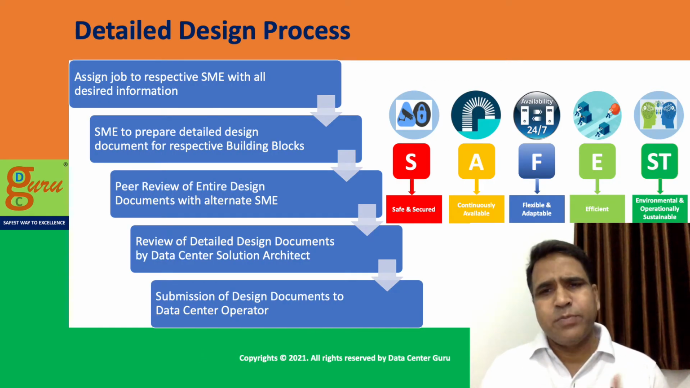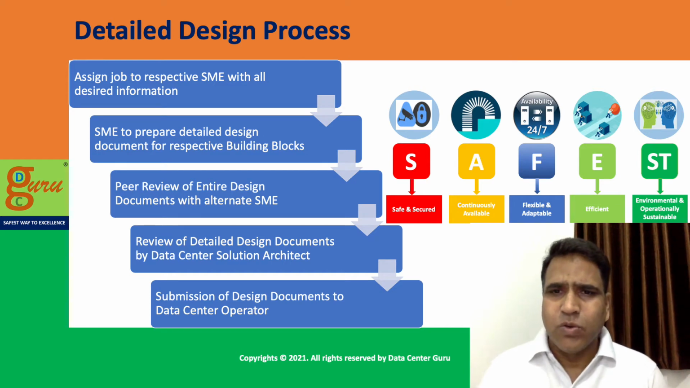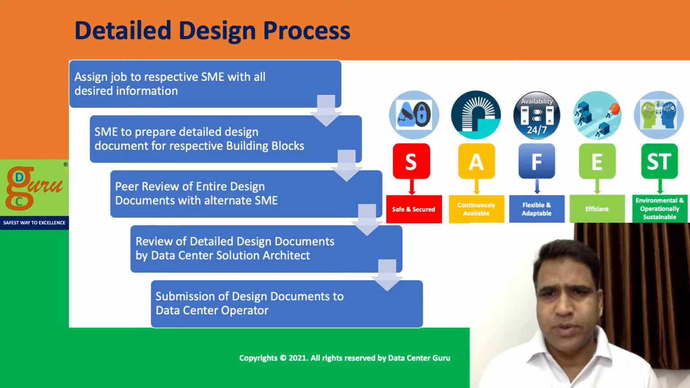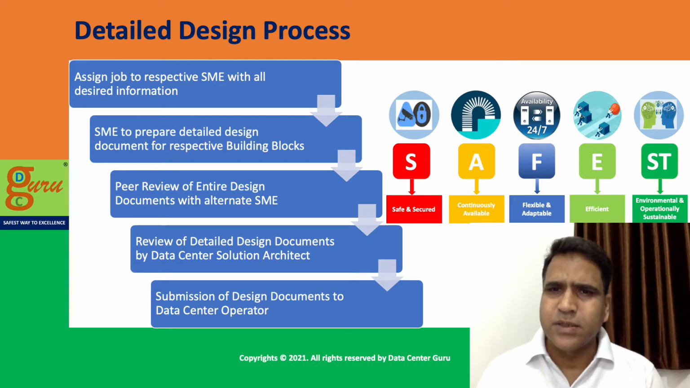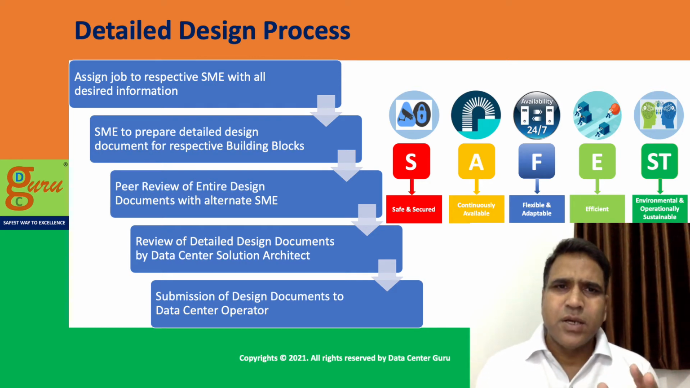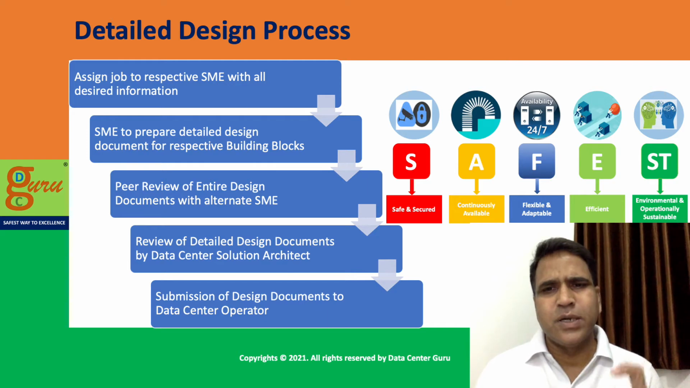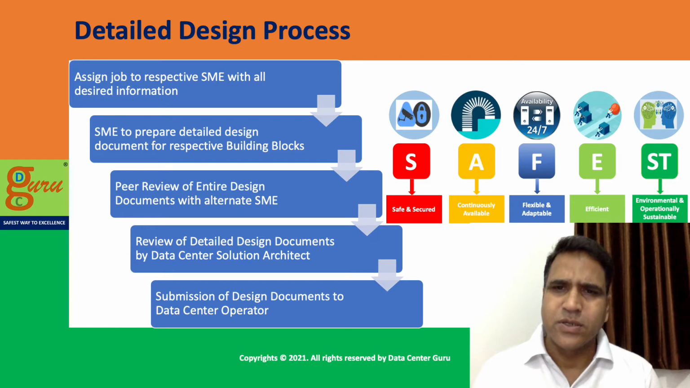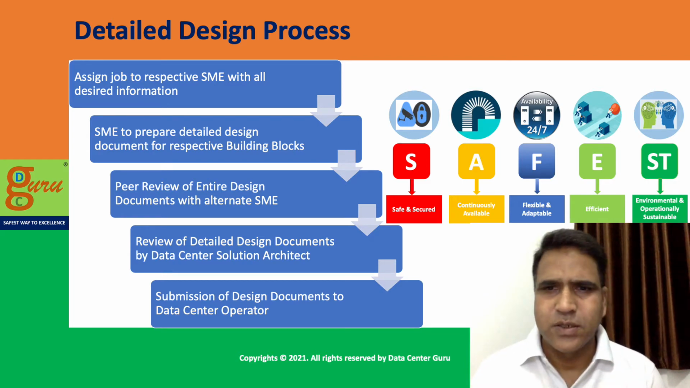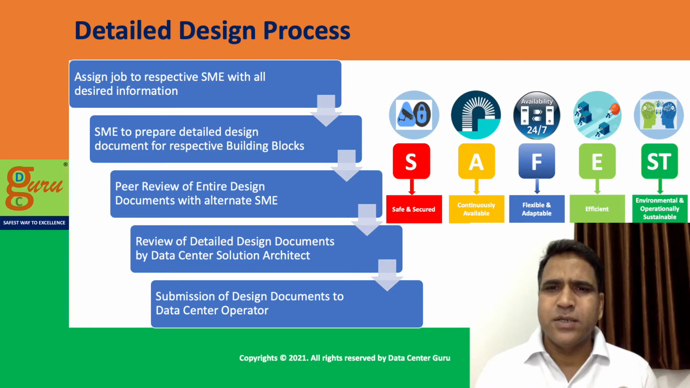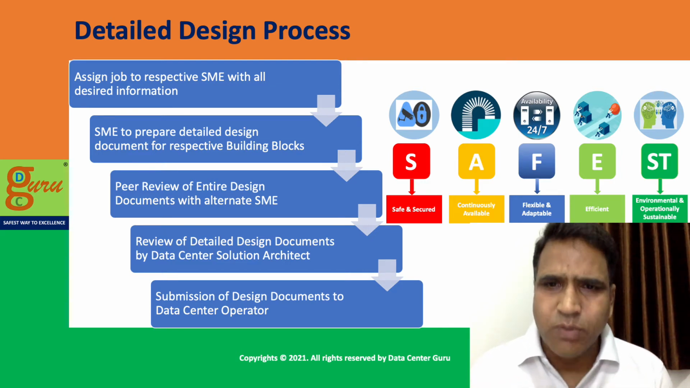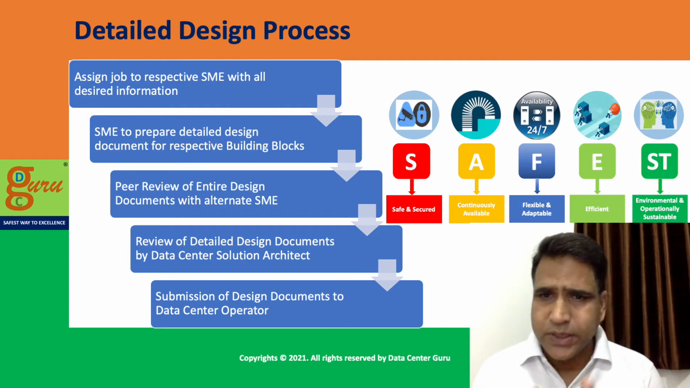So, what is the process we should follow in the entire detailed design process? It is a very detailed process. If you want to make it step by step, then it is typically around a 30 stage process. But I tried to bundle it up into multiple sets of processes and divided it into a total of 5 stages of this detailed design process. So first is to assign the respective job to respective SMEs with detailed information.